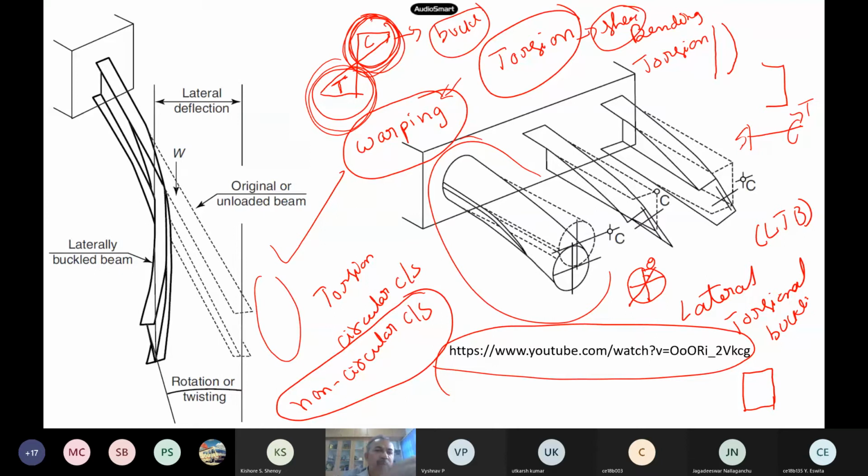So what is meant by warping? What happens if you have a rectangular section and it is subjected to torque? Now its shape will be something like this. You see, it happens actually. It will be no more rectangular. So warping also comes into picture.